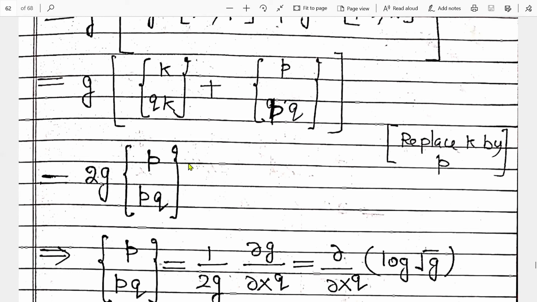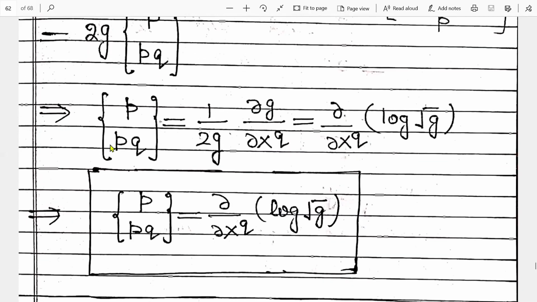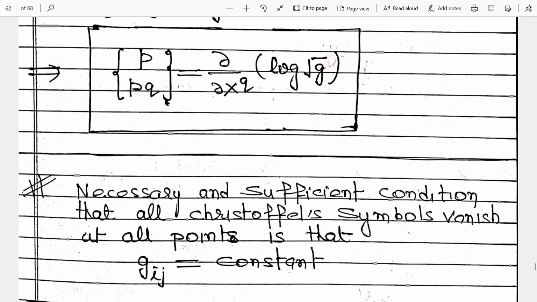But we need this value. So this value is 1 by 2g curly g by curly x_q. Now what is this? It is the derivative of log square root of g, because g is raised to power 1 by 2. So first take 1 by 2 on this side. Then derivative of log g, 1 by g curly g by curly x_q. So we get this value 1 by 2, 1 by g curly g by curly x_q. So this equation is basically the derivative of this. So it means left hand side is equal to right hand side. So this is our result, and this is a very important result.